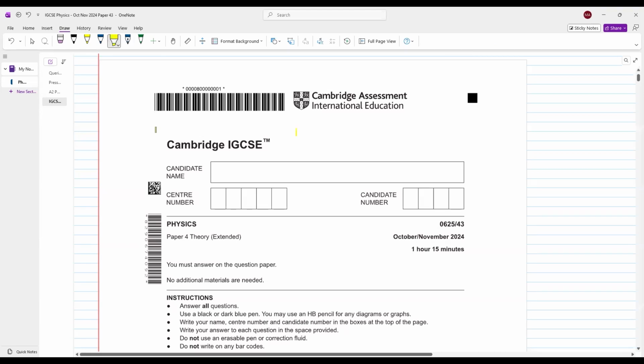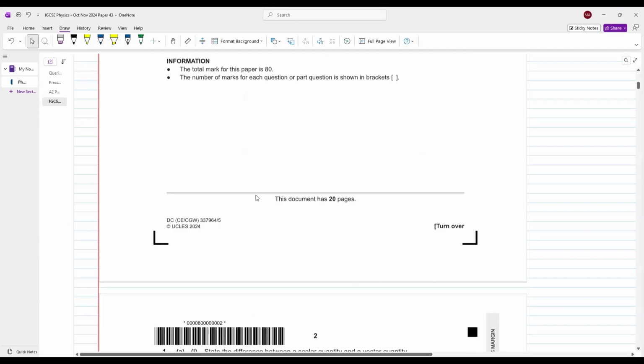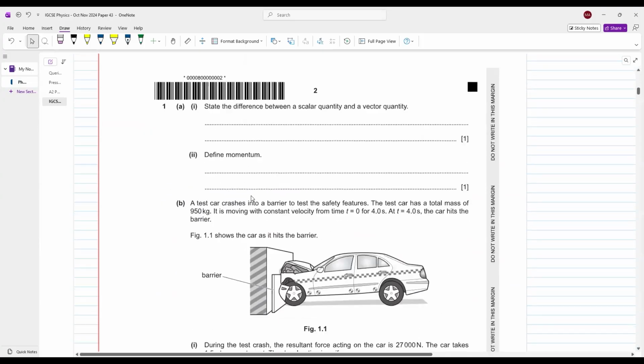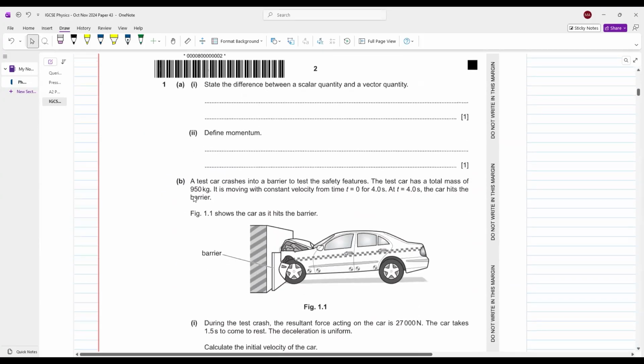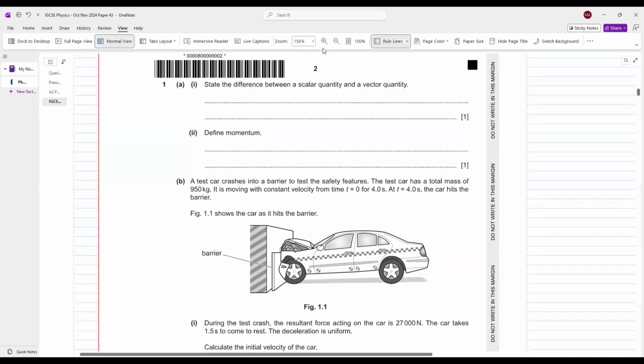Okay, Assalamu alaikum students. So today we are going to see October November 2024 IGCSE paper 4 variant 3. This is a 1 hour 15 minutes paper. So let's take out your calculators. Please take out your brains as well. And let's zoom in a bit.